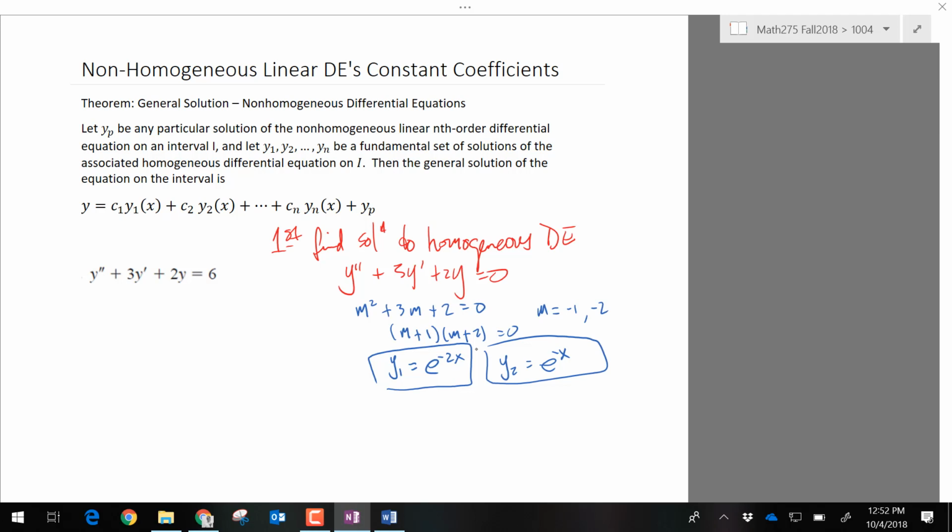But you have to do that first. And so this is going to be part of your solution. So now the question we have is we need to find a particular solution, y sub p, and we want to know what that's going to look like. And just like we've done before, we're going to guess what this is going to be.